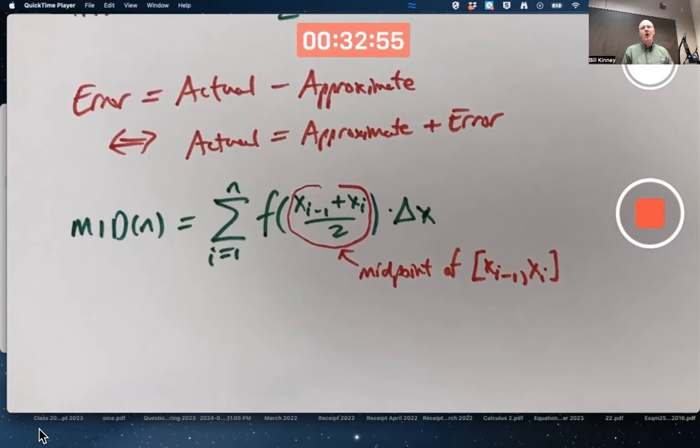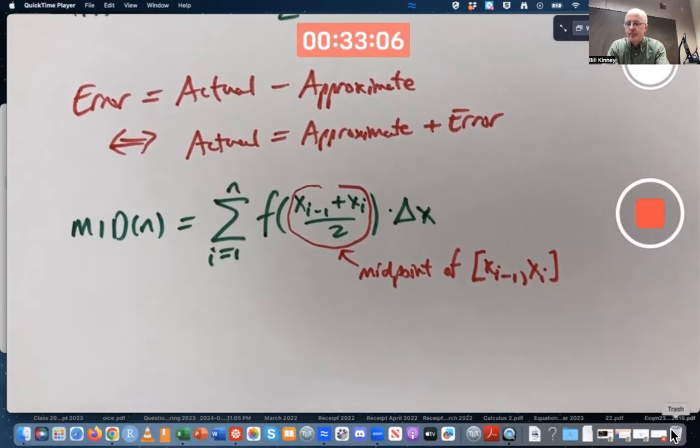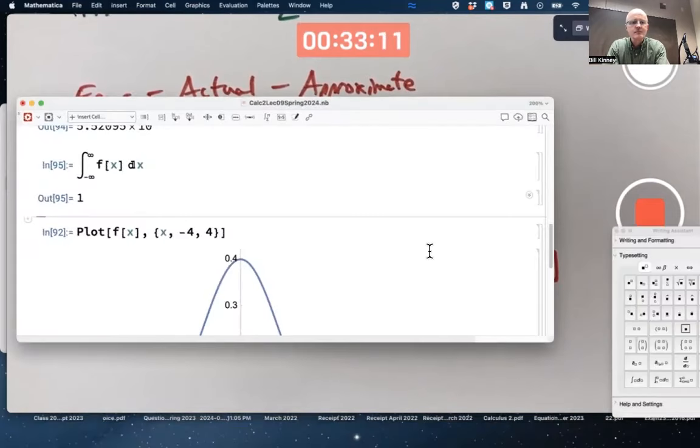There is one more rule called Simpson's Rule, but we need to do some exploration with Mathematica before we write down the formula for Simpson's Rule. Simpson's Rule will be the best of them all. So we'll go back to Mathematica here.